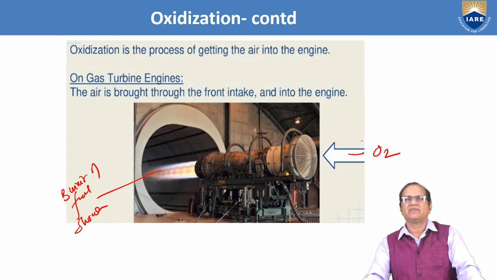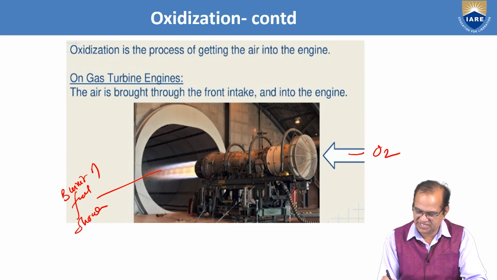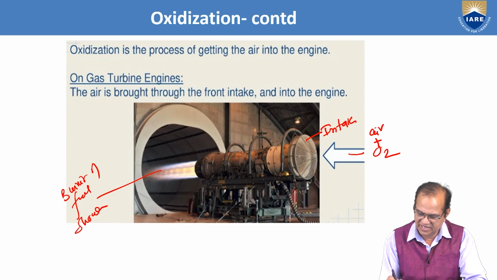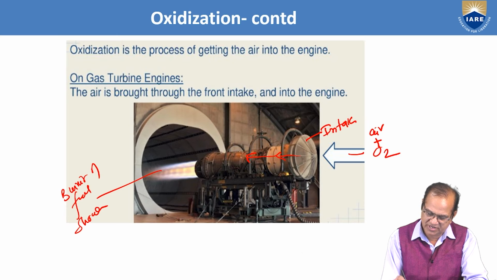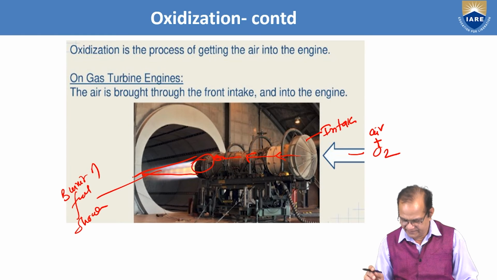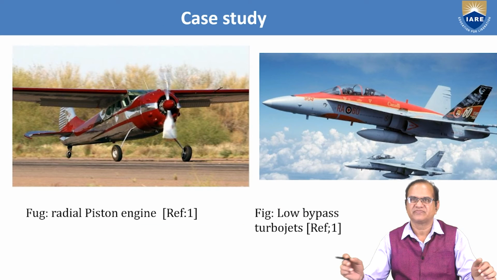So on gas turbine engine, the air is brought through the front intake and into the engine. So this is the intake, air is entering here. This air will go to the compressor. From here it will go to the combustion chamber, it will go to the turbine, and here it will go to the nozzle, and this will go like this. So in this way your oxidization is taking place in such type of engines.